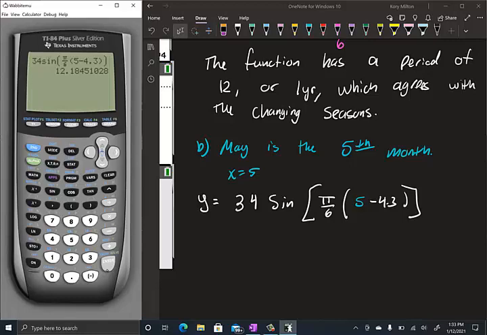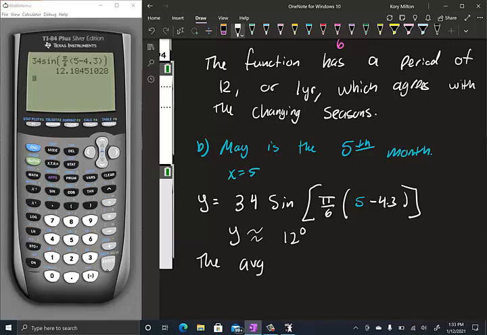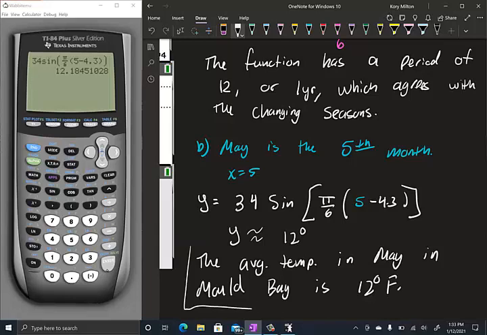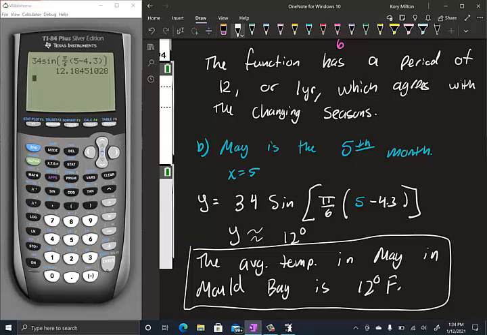So it's approximately 12 degrees. So that means the average temperature in May in Mould Bay is 12 degrees. That is their average temperature, 12 degrees Fahrenheit. We have to say Fahrenheit because Celsius and Fahrenheit are very different. The average temperature in May, in this part of Canada, is 12 degrees Fahrenheit.